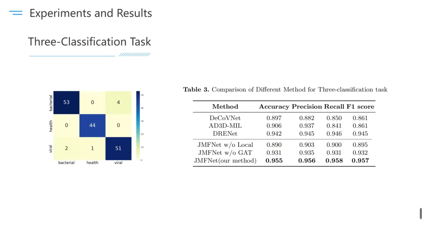For the 3 classification task, we added healthy person samples to the test set while maintaining the existing training process. Our model outperformed other methods as depicted in the above table. The confusion matrix revealed the diagnosis of bacterial patients as viral infections, misclassifications of viral patients as bacterial infections, and the healthy individual misidentified as a patient.